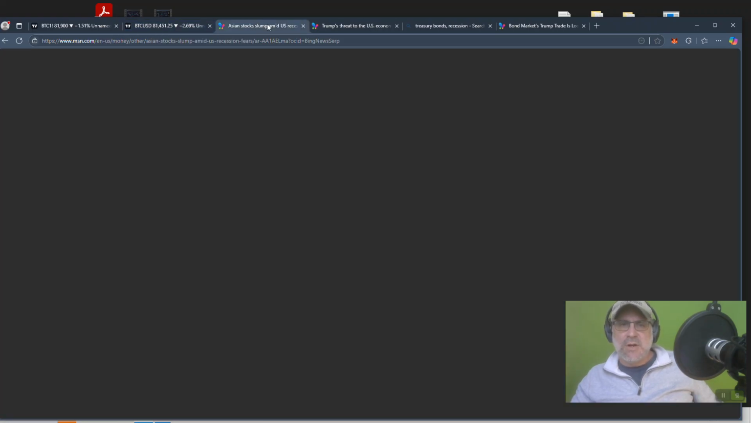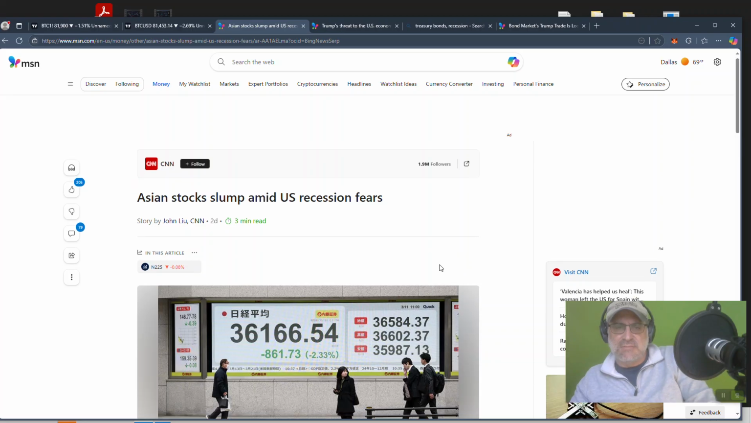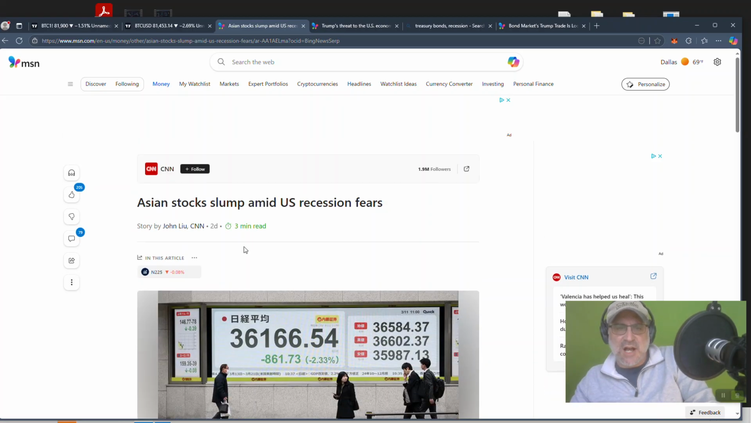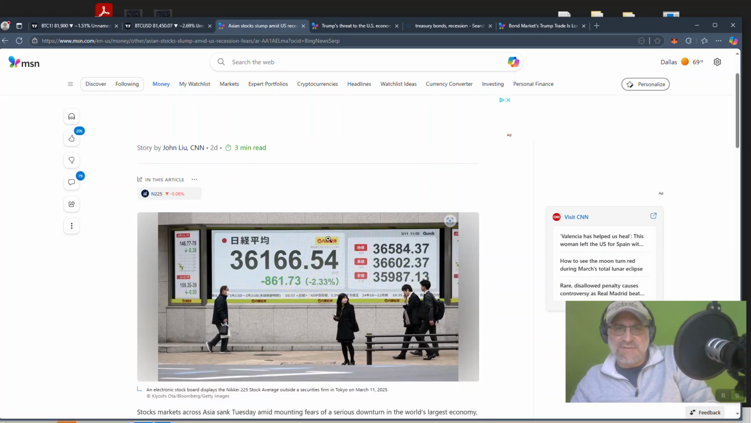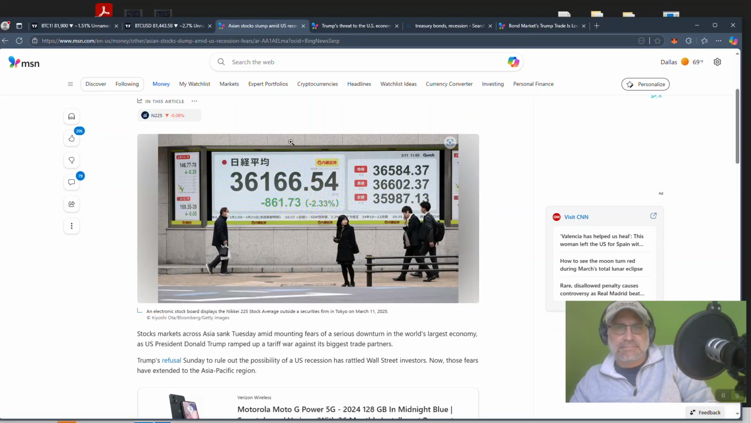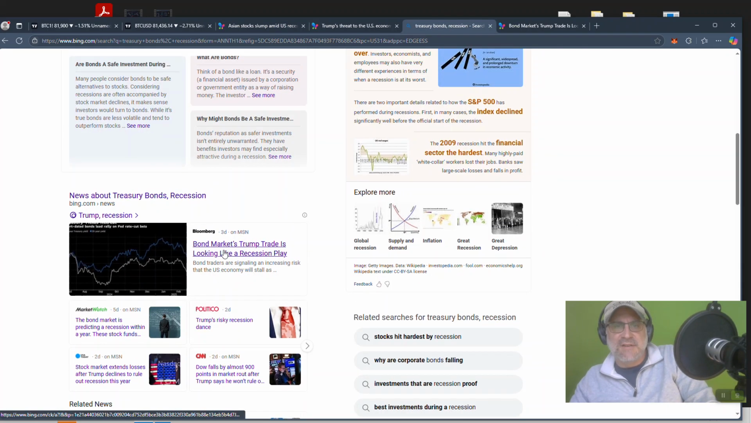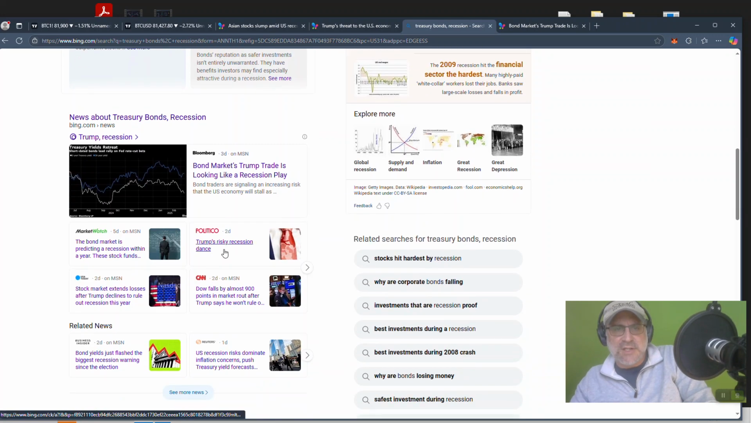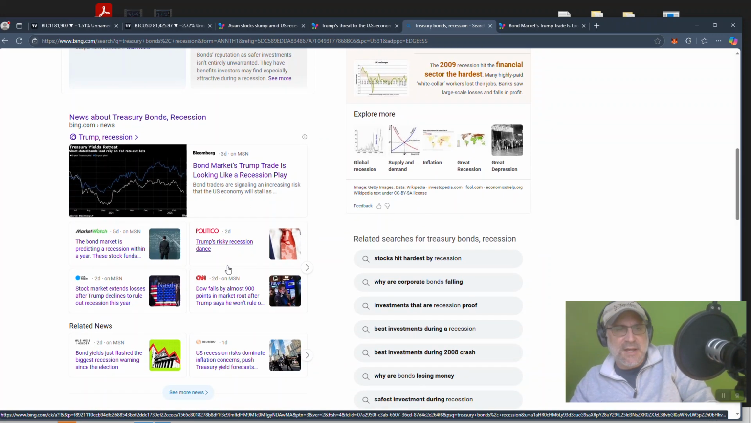Especially with everything going on in the world right now. There's, from CNN, Asian stocks are slumping now amid U.S. recession fears. It's all over. You just do a cursory kind of search, and you're going to find all kinds of stuff. With the Treasury bond recession, bond market, Trump trade is looking like a recession play. Bond market is predicting a recession within the year.